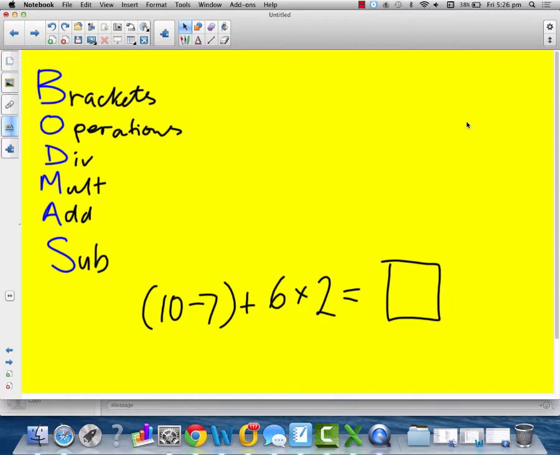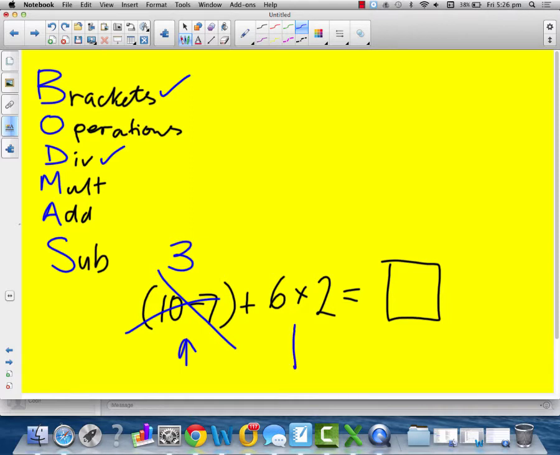Okay, here we go. BODMAS, are there brackets in this sum? There sure is. There they are. Let's work out the brackets first. 10 minus 7 equals 3. Done. Let's go up to the operations now. Is there a division in this sum? Nope. Done. Is there a multiplication in this sum? There sure is. There it is. So we do 6 times 2, which of course equals 12. Any other multiplication? No. Done.